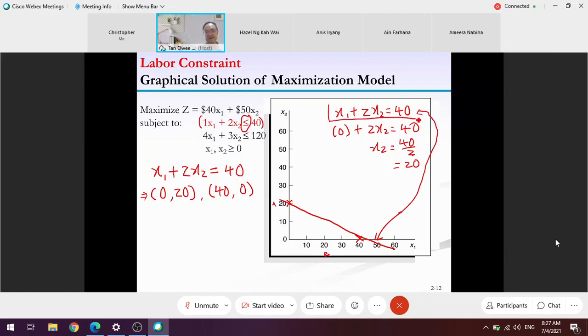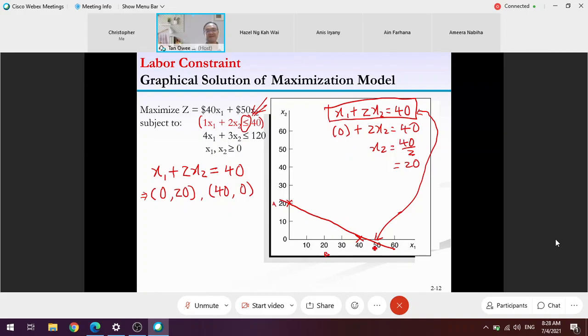But I don't want the line. What I want is an area that x1 plus 2x2 smaller or equal to 40. So where is that area?